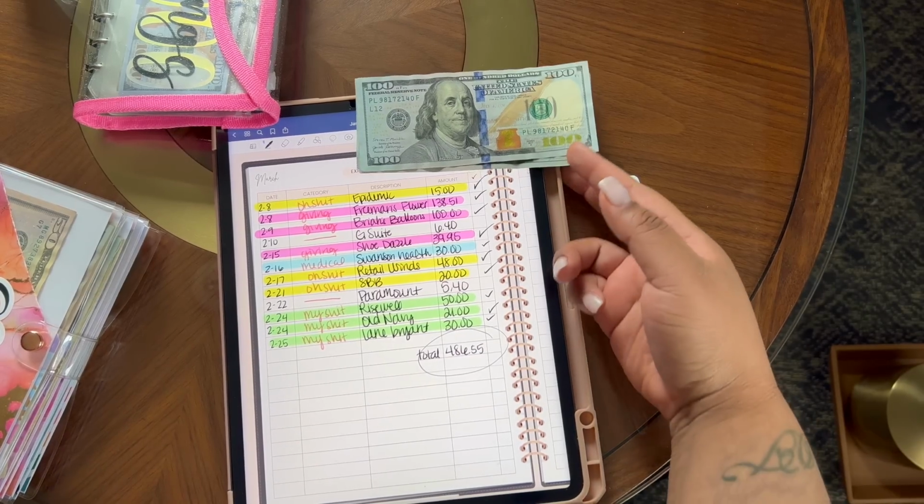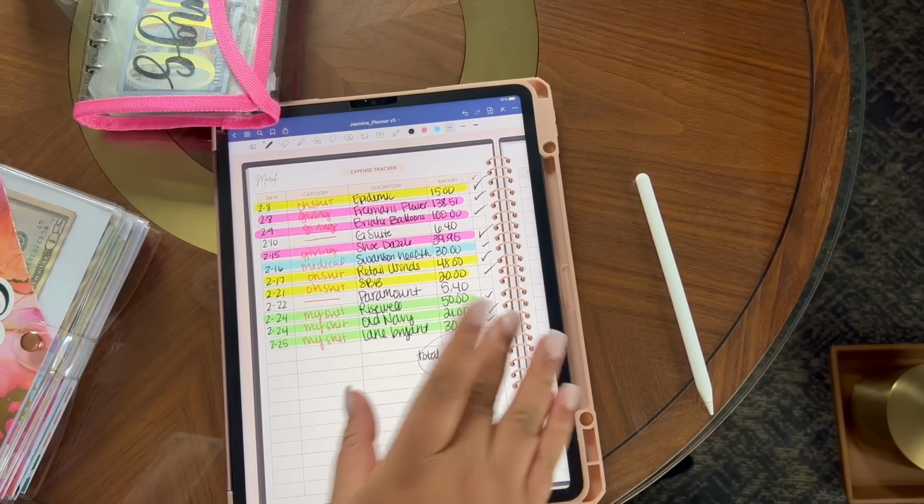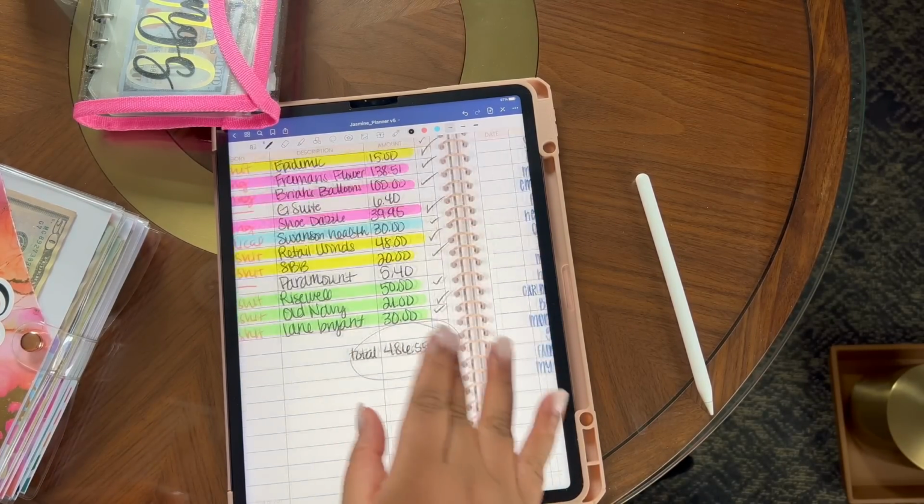I hope you guys understand this. This page is a page inside of my neutral budget planner. It's called the Expense Tracker.